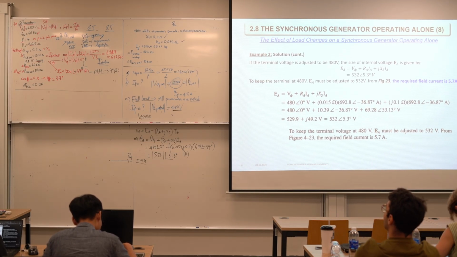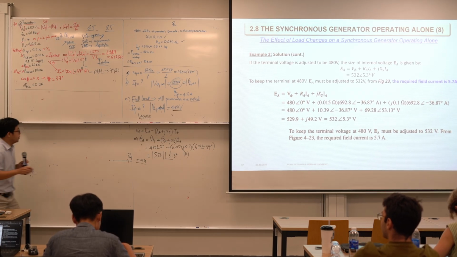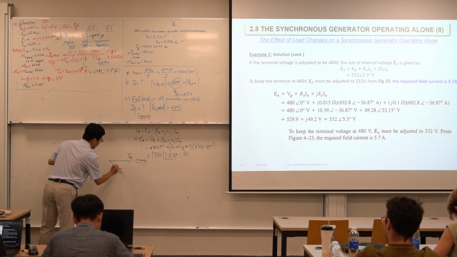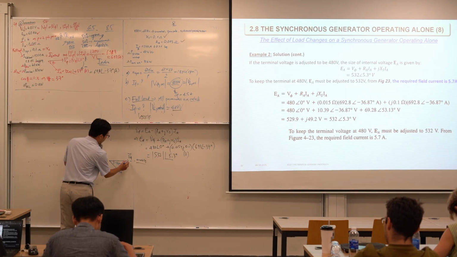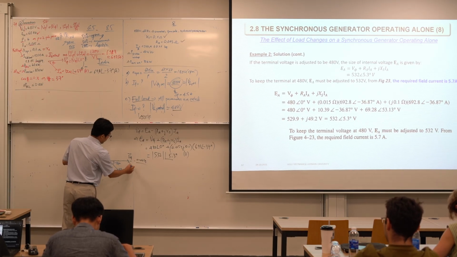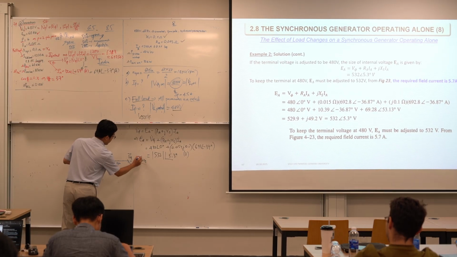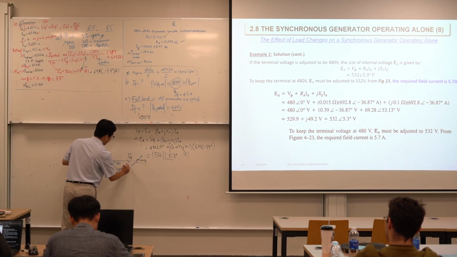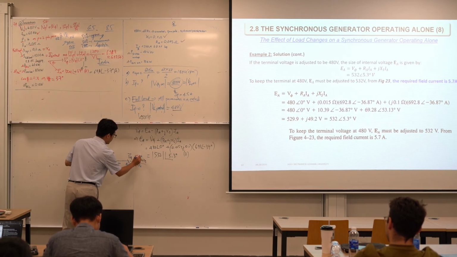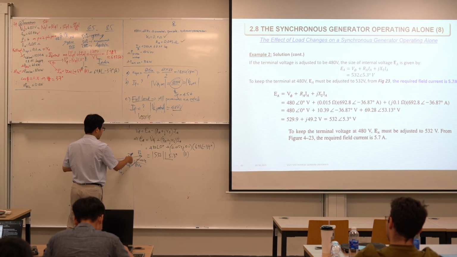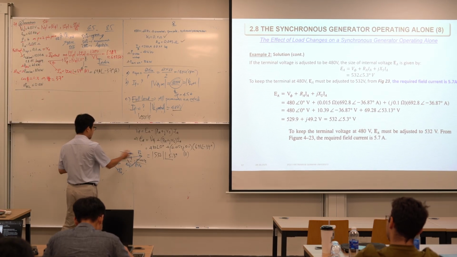Okay? Yes. So this is V phase, so this is IA, right? This is IA, and this one is minus 37 degrees. So we have IA, and then this is IA, even jXs IA. So this one is EA. Of course, the magnitude of EA will be higher than the magnitude of V phase.